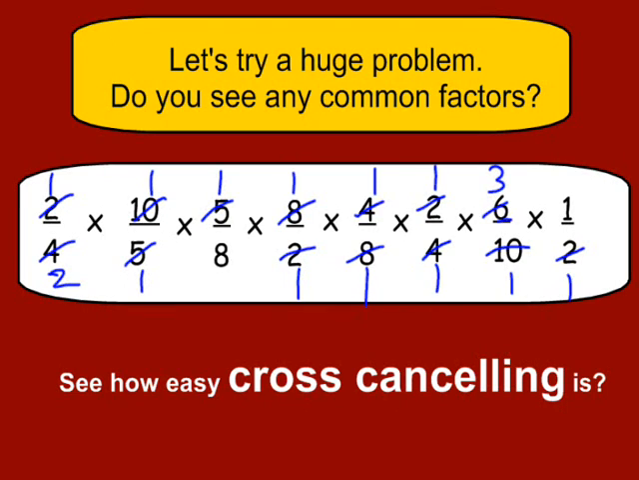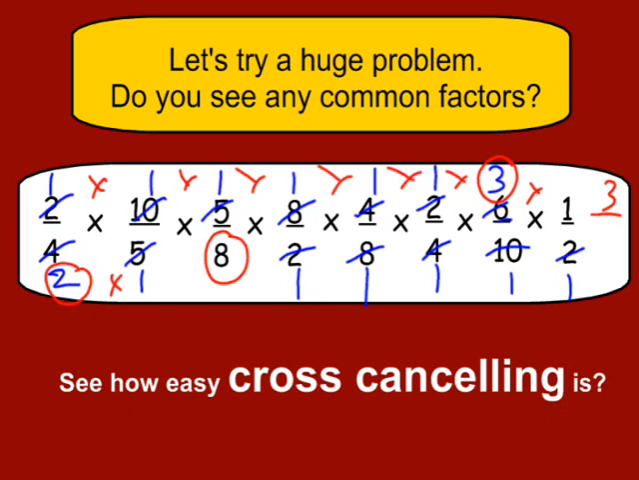Let's see if we have anything else. What I like to do on these big questions is circle anything that's left that isn't a 1. So we have a 3 up top, and on the bottom we have a 2. If you multiplied everything that's left on top, 1 times 1 times 1 times 1 times 1 times 3 times 1, that's 3. And then, I didn't see the 8 here. 2 times 1 times 8. The only two numbers left are 2 and 8. So 2 times 8 is 16. The answer to that huge question is 3/16.